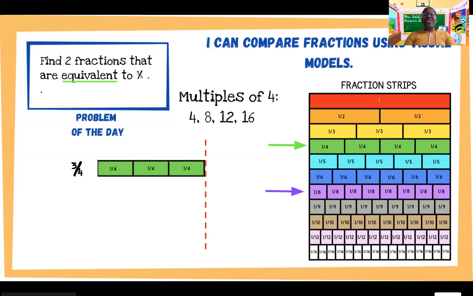Did you say the 8 strips? If you did, you're absolutely correct. So we're going to figure out how many 8 strips it takes to equal 3/4. Let's count them together. 1/8, 2/8, 3/8, 4/8, 5/8, 6/8. It takes 6/8 to equal 3/4. So those 2 fractions are equivalent.